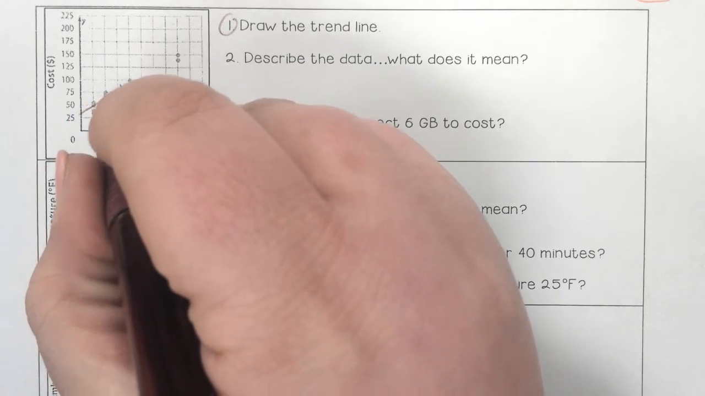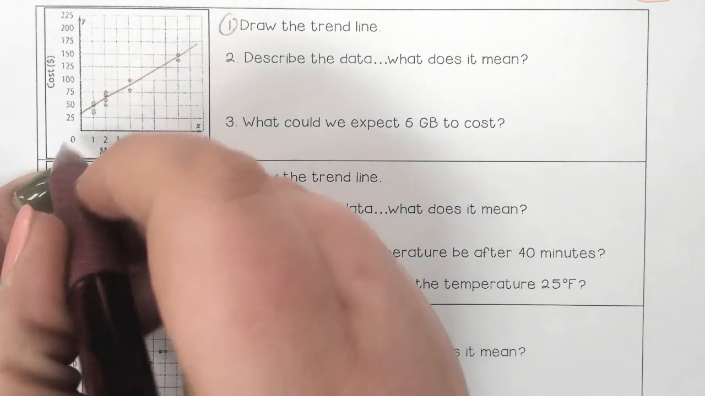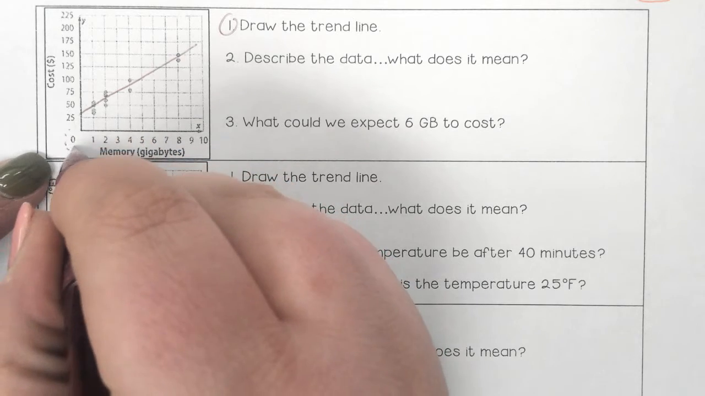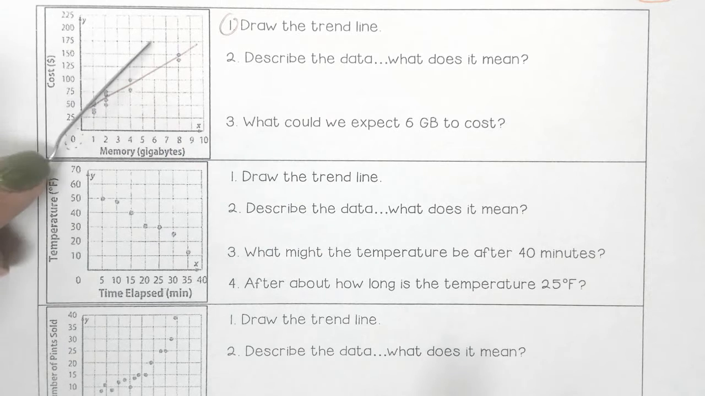Hopefully you did pause the video and tried this on your own. Your trend line looks something like that. If it's not exactly that, that's totally fine. I do want to point out a couple of things. This data does not go through the origin. If you take a line and you put it through the origin, you're never going to get a good fit on this data.